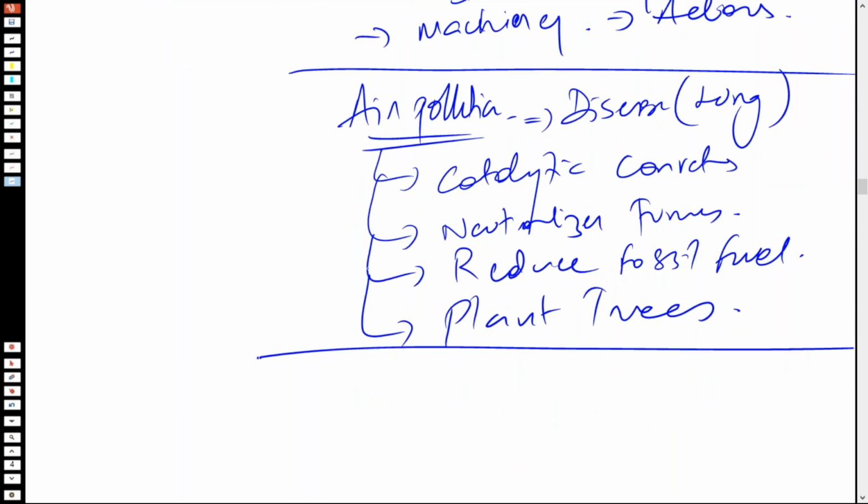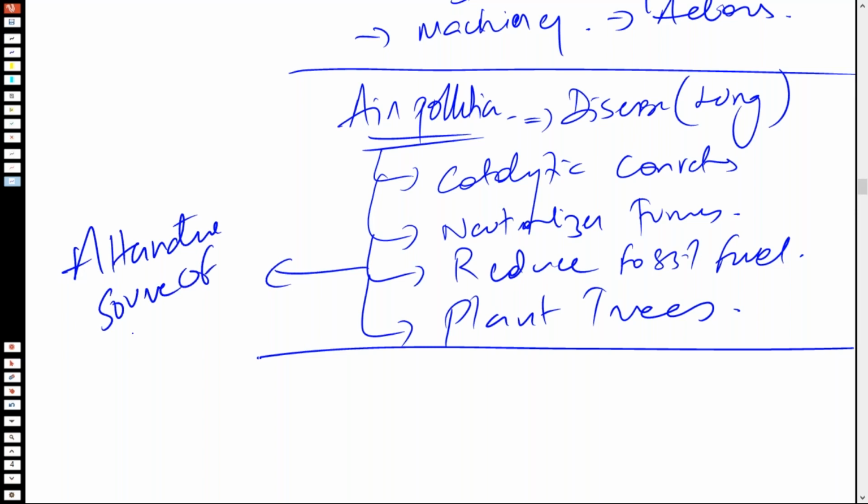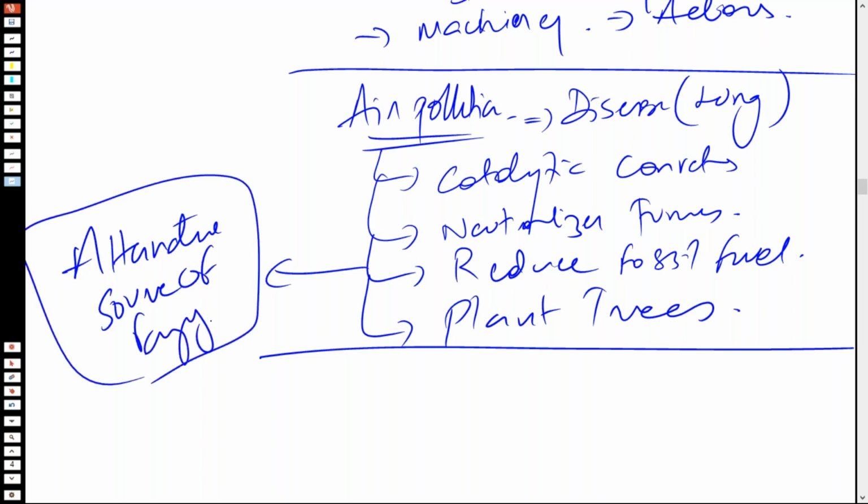The additional point is that they go for alternative sources of energy also. Alternative sources of energy are, in some way or the other, also avoiding air pollution, because if you are using an alternative source other than fossil fuel, that means the carbon emissions are reducing. And when the carbon emissions are reducing, ultimately your business is not going to be suffering.